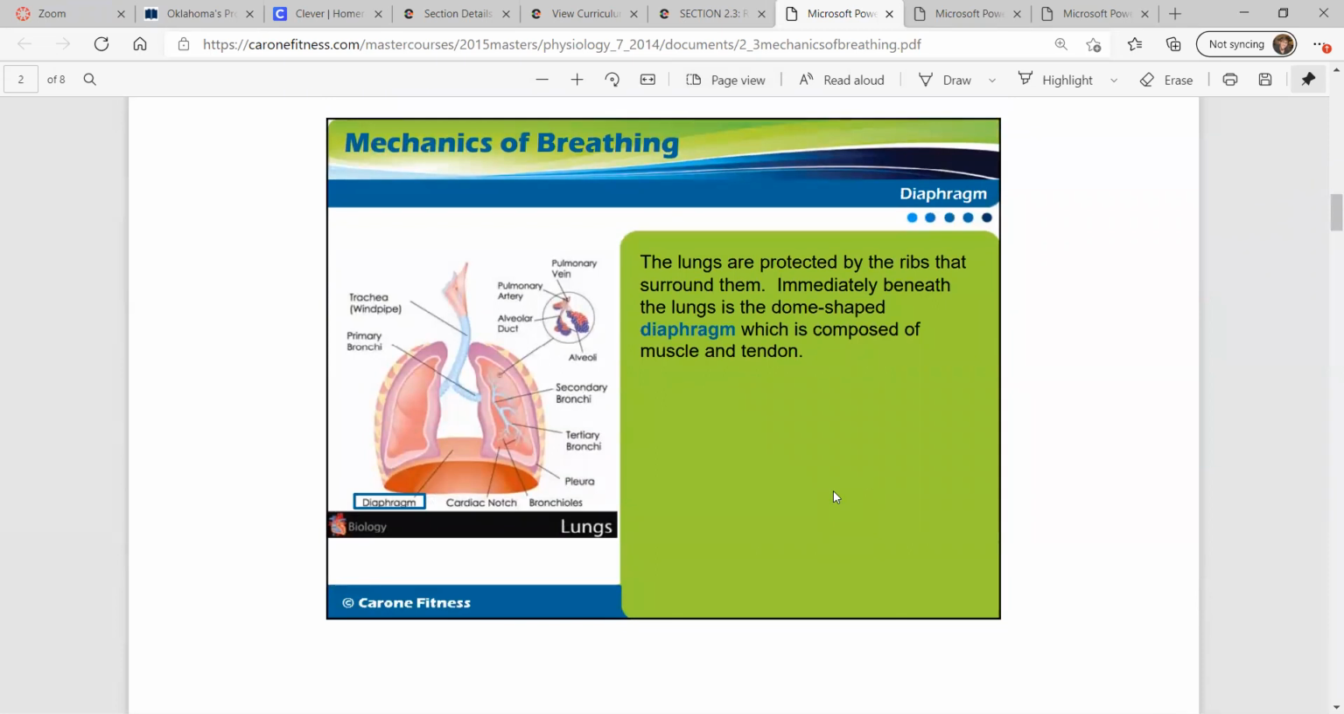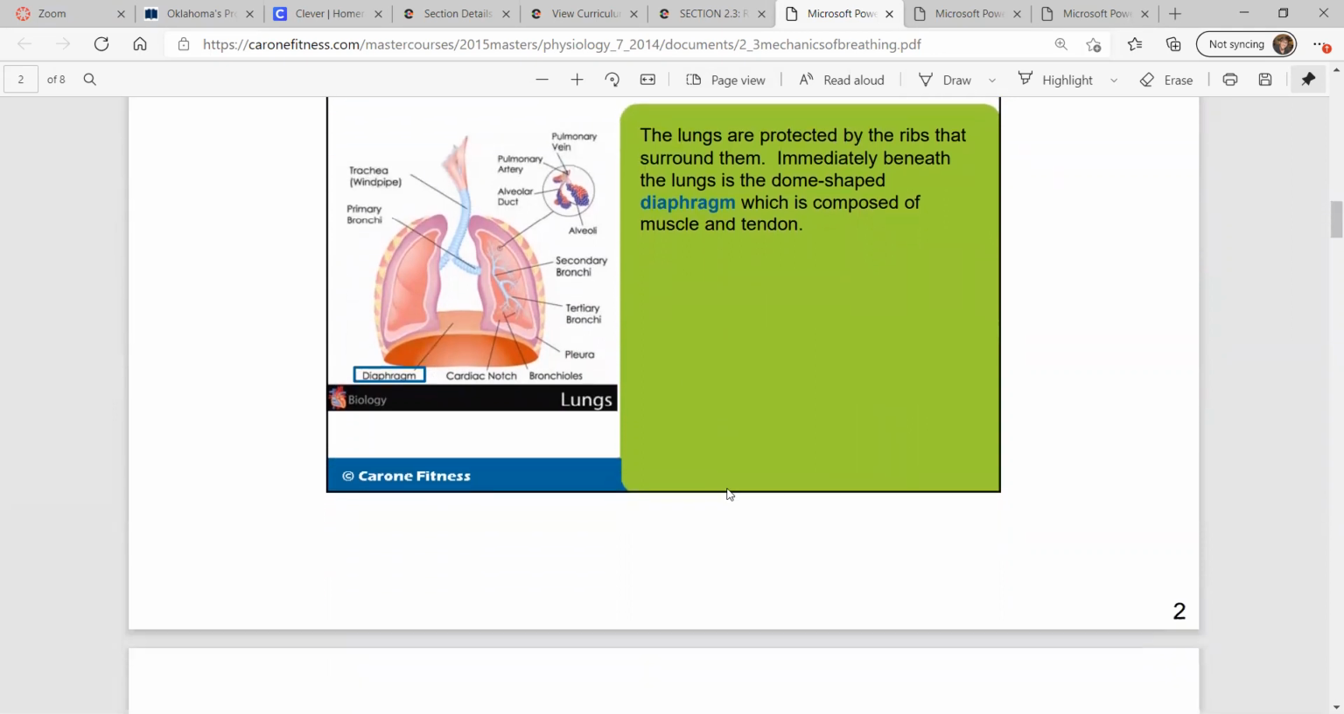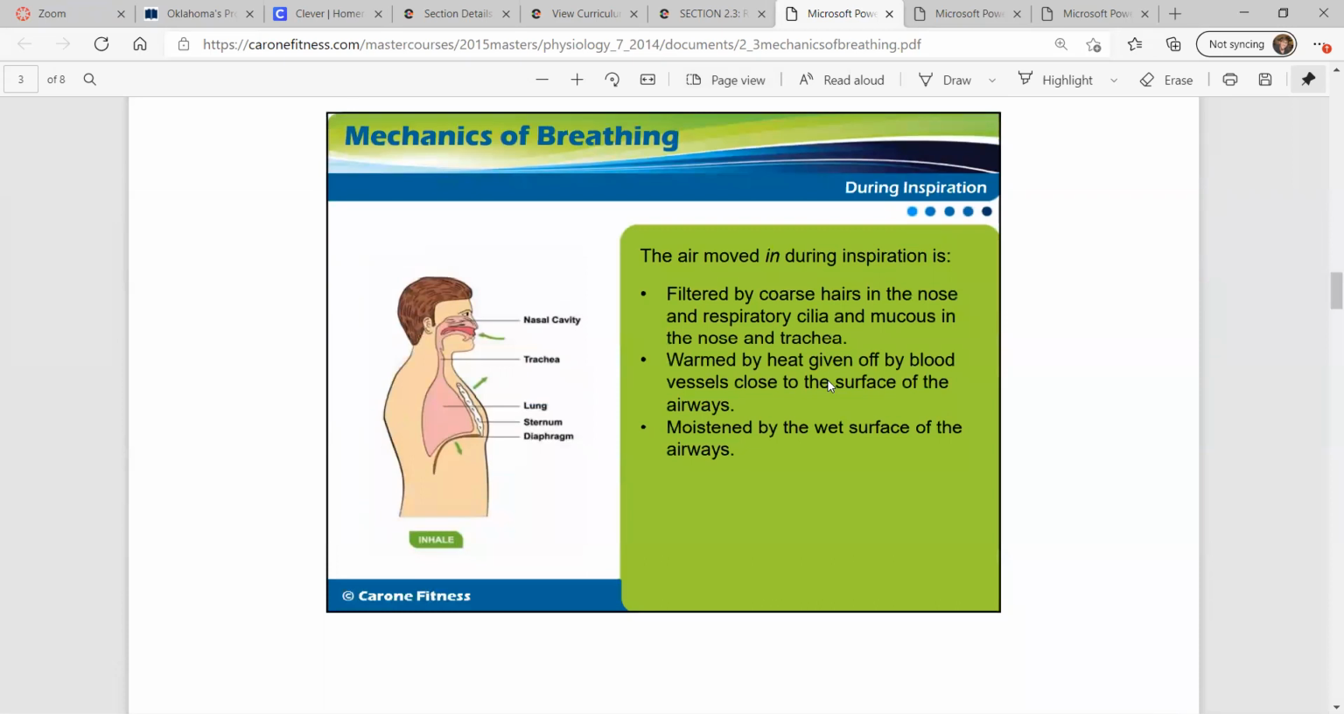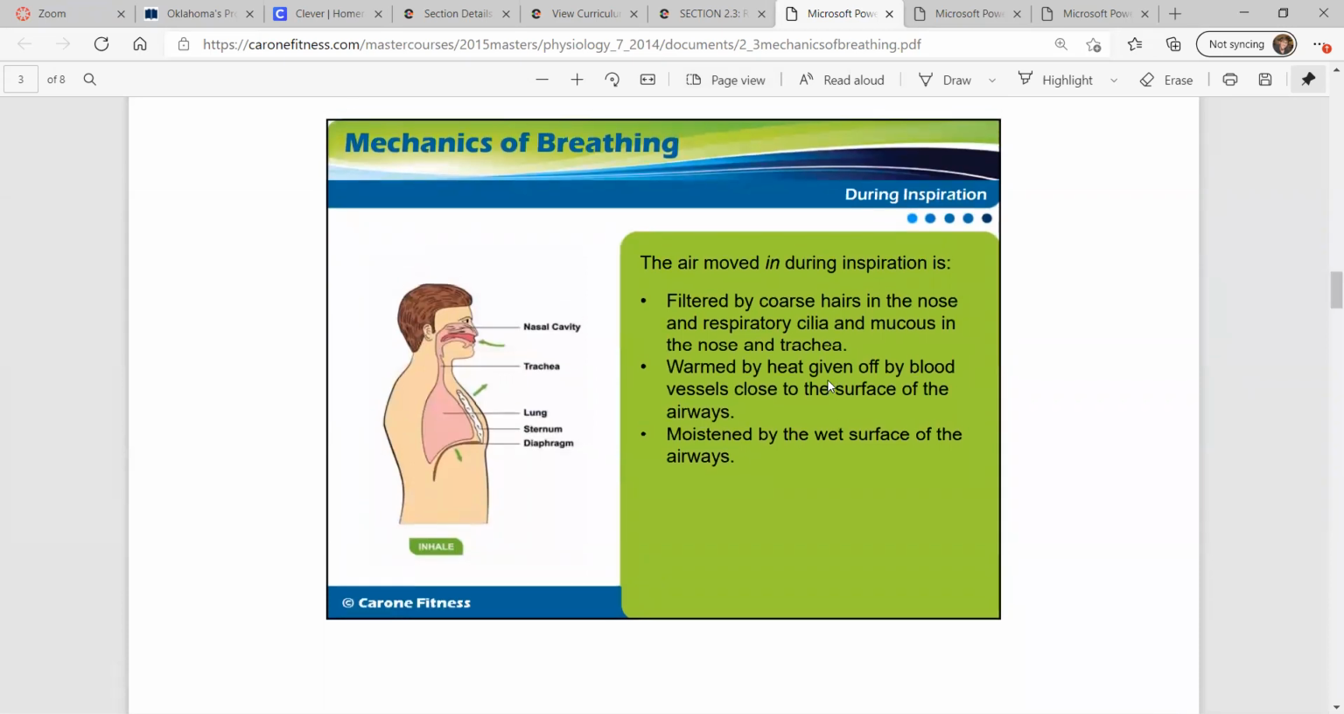The lungs are protected by the ribs that surround them. Immediately beneath the lungs is the dome-shaped diaphragm, which is composed of muscle and tendon. During ventilation, air passes through the respiratory tract. The air moved in during inspiration is filtered by hairs in your nose and respiratory cilia and mucus in the nose and trachea. The air is warmed by heat given off by blood vessels close to the surface of the airways, and it's moistened by the wet surface of the airways.